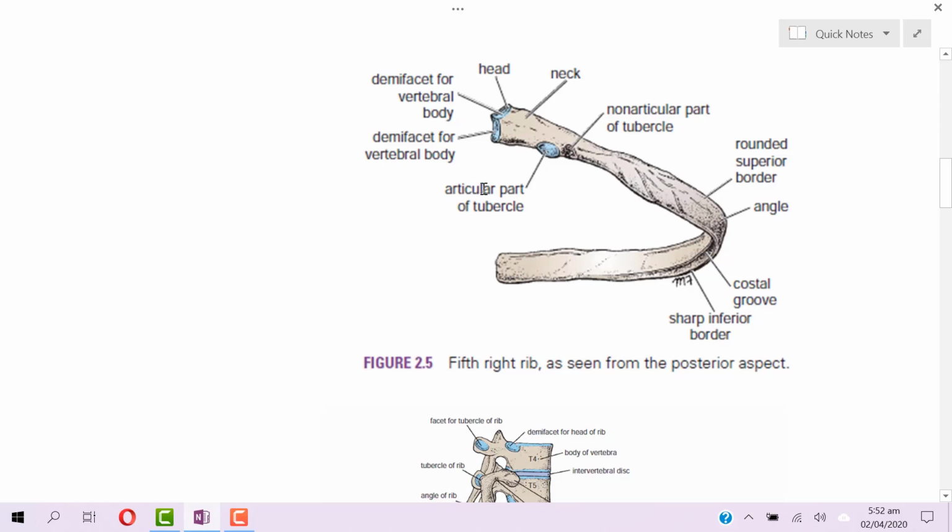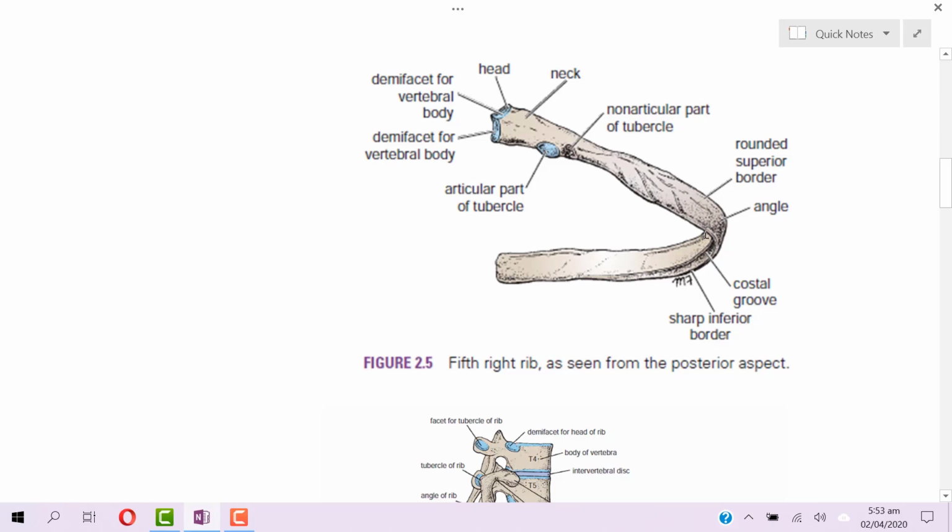Then the posterior part will have many tubercles. See here, the head will have facets, there will be neck, there will be tubercle which is present. So this is posterior end having the head, neck and the tubercle. This is called as shaft. Okay, the shaft of a typical rib is convex outward, will have the outer surface. This is the outer surface and it will have the inner surface also. Okay, then it will have two borders. See here, the upper border will be smooth and round and the lower border will be very thin and sharp.